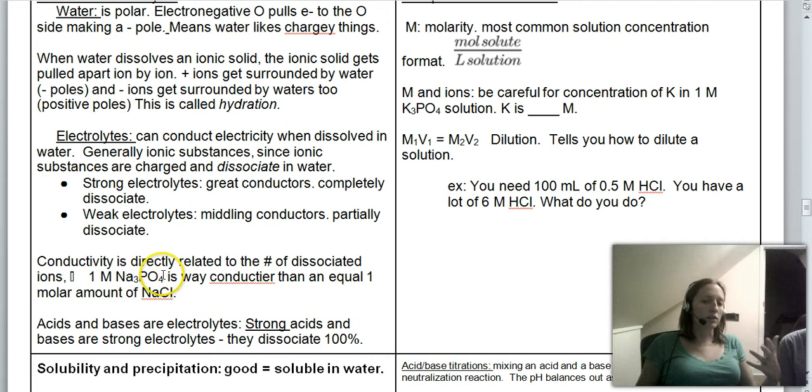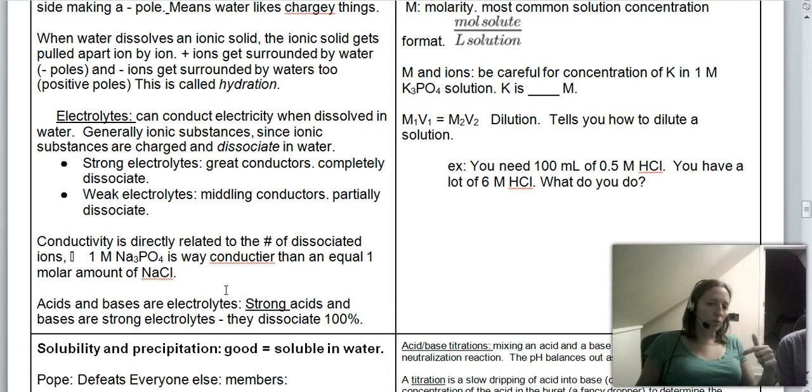So if you had 1 molar sodium phosphate, that is way more conductive than 1 molar sodium chloride because you have twice as many ions. And it's also important to remember that acids and bases are electrolytes. They conduct electricity because you've got hydrogen ions, H pluses, or hydroxide ions, OH minuses. And when I say something is a strong acid or a strong base, it means that they are strong electrolytes.